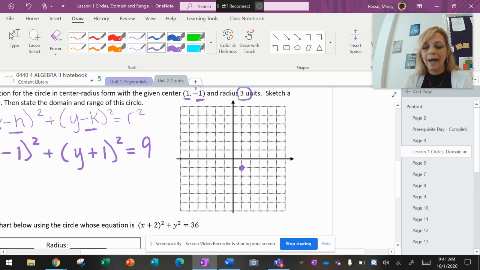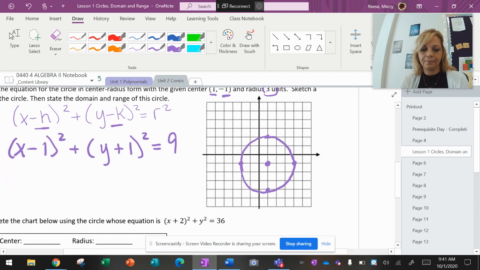Okay, when I do the left, I literally am going to say, did I say 4? I meant 3. Sorry. 3 to the left, 3 to the right, 3 down, and 3 up. So I'm going to go from the center 1, 2, 3 to the left, 1, 2, 3 to the right, 1, 2, 3 down, and 1, 2, 3 up. And then from those plotted points, I'm going to draw a circle.